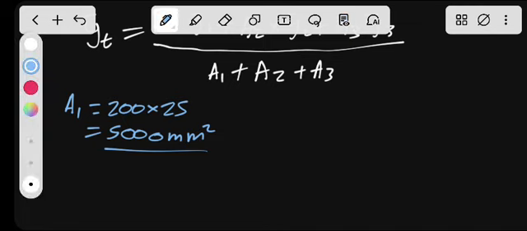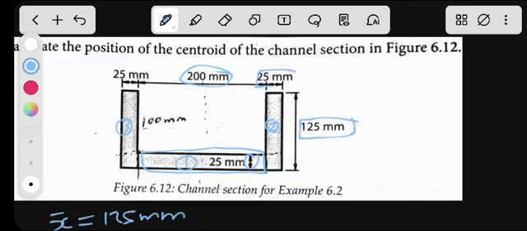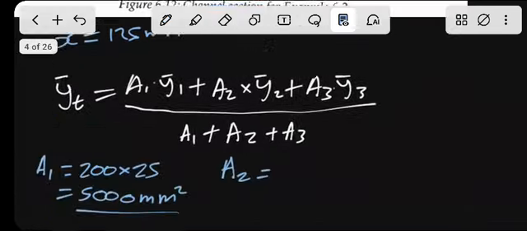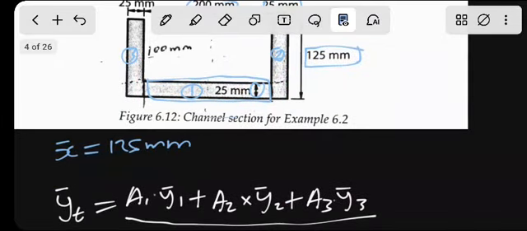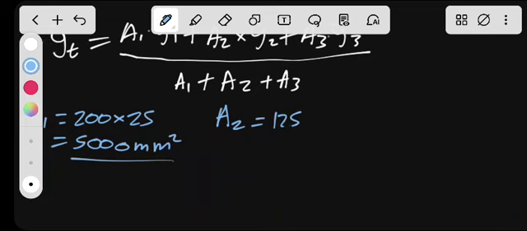Now let me get area 2. Area 2, I said, is this portion. The height there is 25, and the base there is 125. So we have 125 times 25, which will typically be 3125 millimeter squared. So what about area 3?